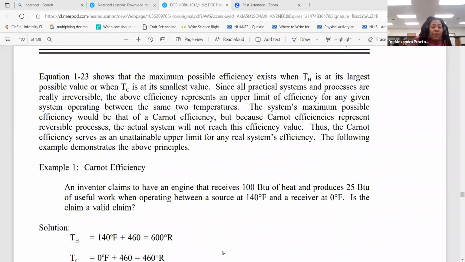So if you were to calculate Carnot efficiency, we have example 1, where we're looking at an inventor who claims that his engine that receives 100 BTU of heat produces 25 BTU of useful work when operating between the source at 140 degrees Fahrenheit and the receiver at 0 degrees Fahrenheit. And so we're asking, is this a valid claim?